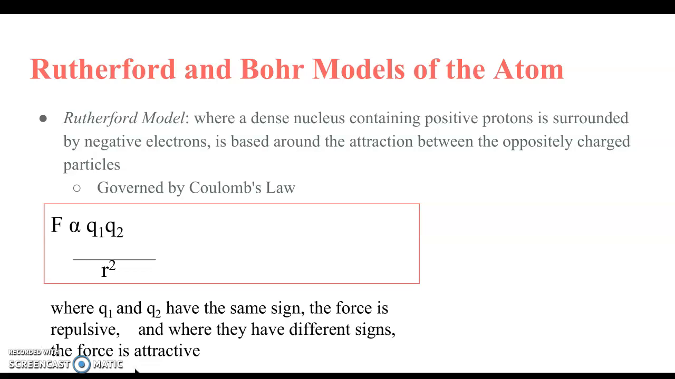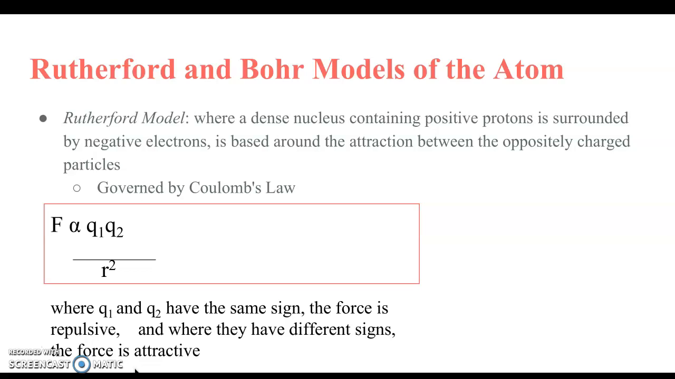Some quick review: Rutherford and Bohr models of the atom. Rutherford's model is sometimes called the planetary model. It's where there's a dense, positively charged nucleus at the center, surrounded by negative electrons. A reminder that he discovered that positive, dense nucleus using the gold foil experiment. But essentially, his whole model is based around the attraction between these oppositely charged particles.